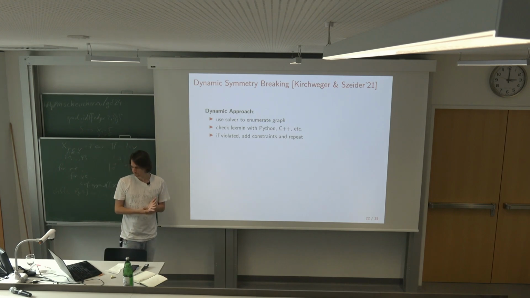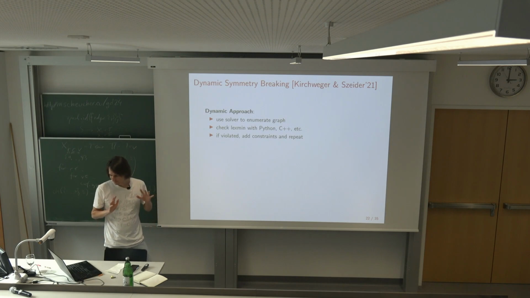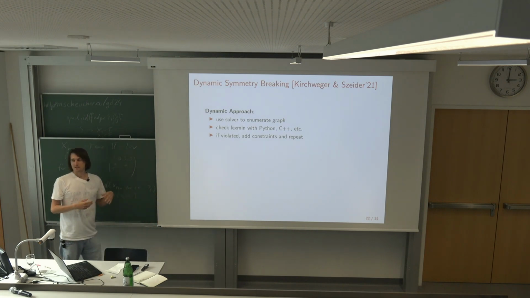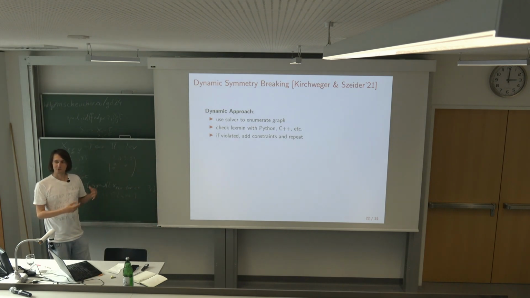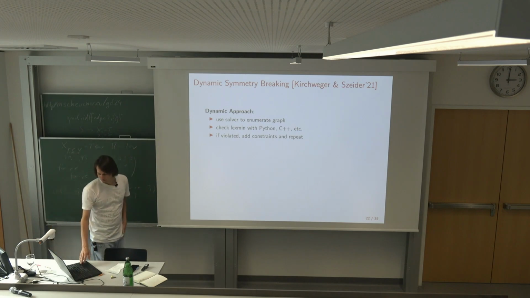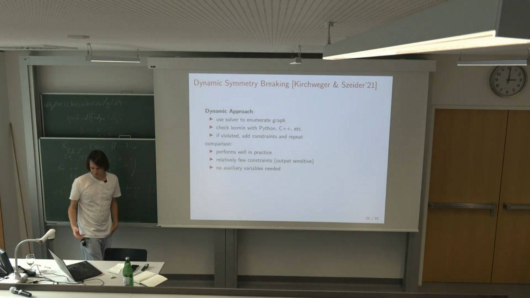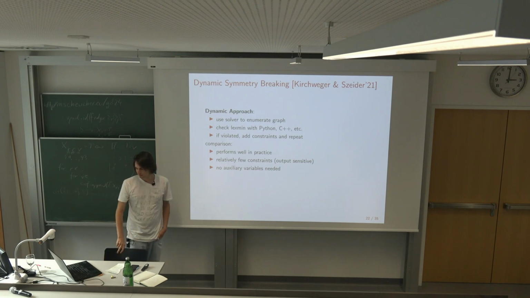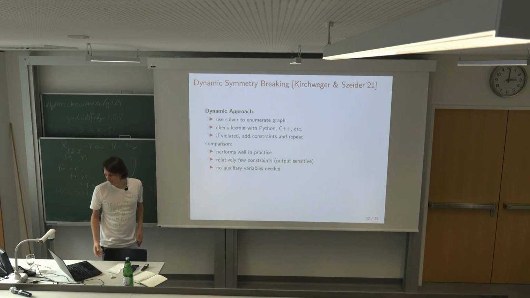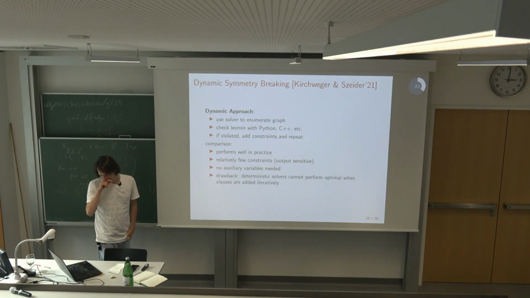Or actually, there's different names for it. But dynamic symmetry breaking gets very complicated. You have to do a lot of engineering, but it really pays off. So this is the best currently performing technique for graphs. And it doesn't really need additional variables. It has few constraints. It's also output sensitive somehow, depending on the problem.